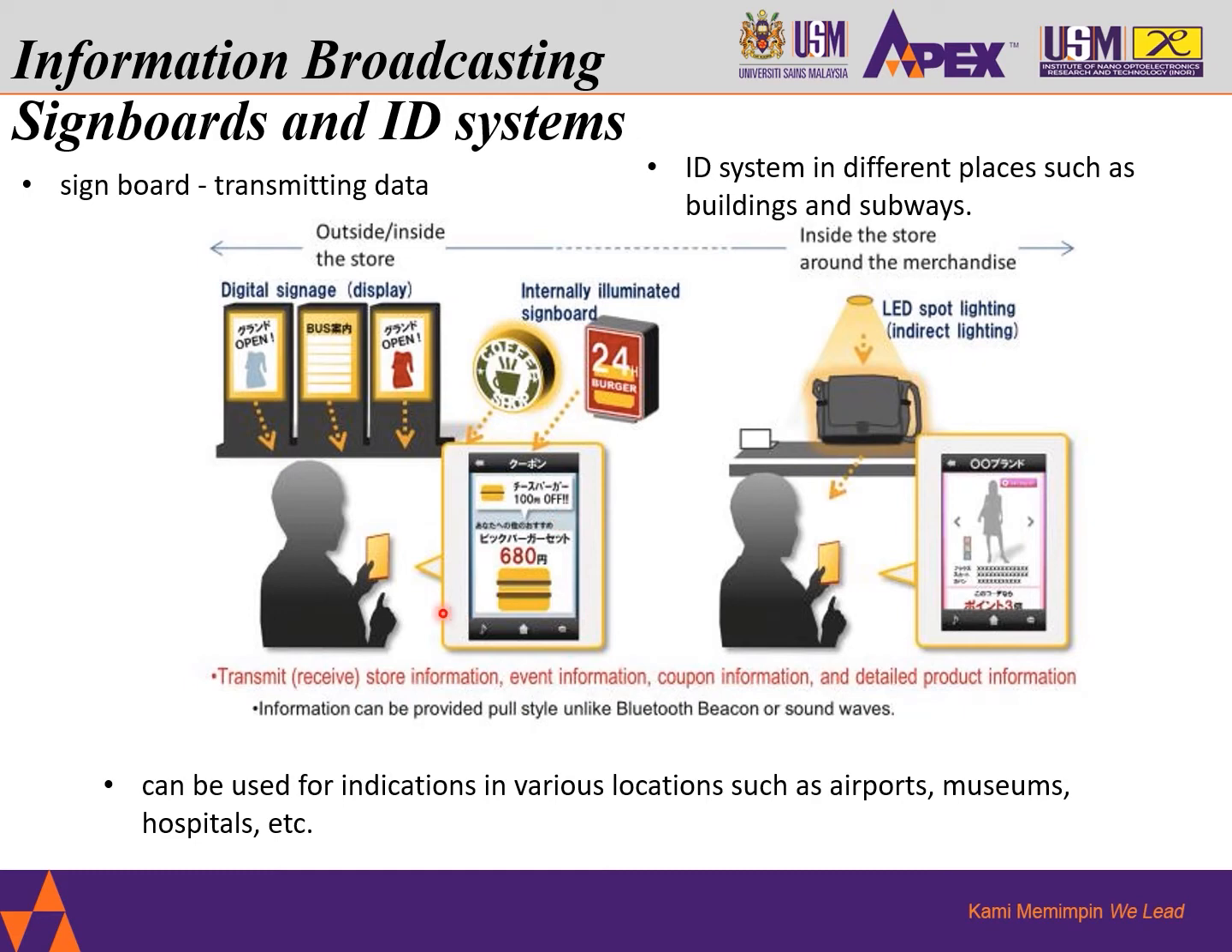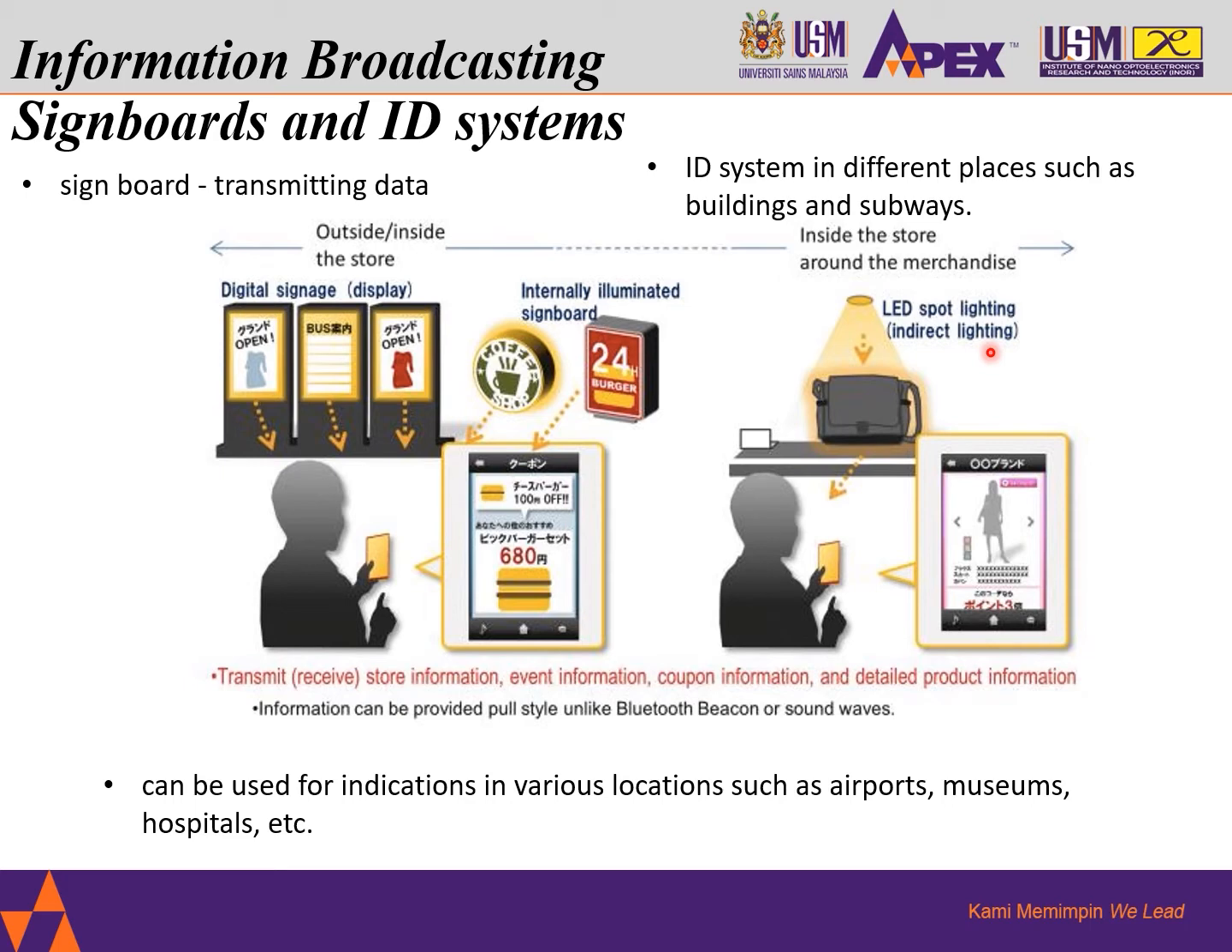Okay, for example, here is the phone that we use. So visible light can be used in this kind of application too. And the second one is the ID system for different places. For example, here this is the handbag, and we have the LED spot lighting, which is indirect lighting.